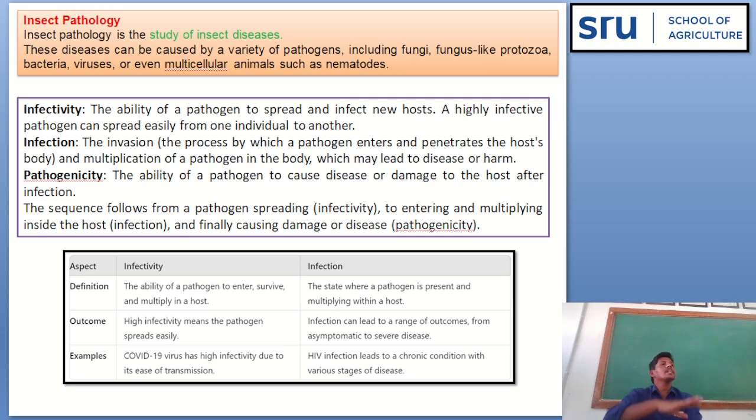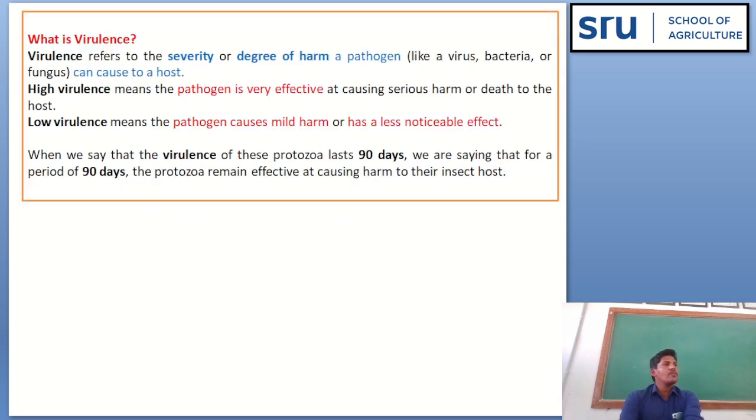Invasion and multiplication of a pathogen in a host is the infection. Then what is pathogenicity? After infection, the ability of the pathogen to cause disease in the host is the pathogenicity. Next, come to virulence. It is the severity or degree of harm a pathogen can cause to a host.